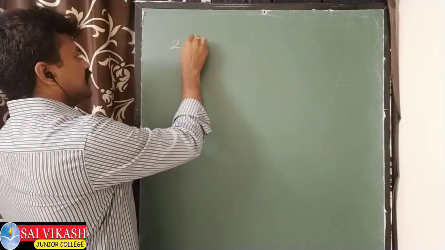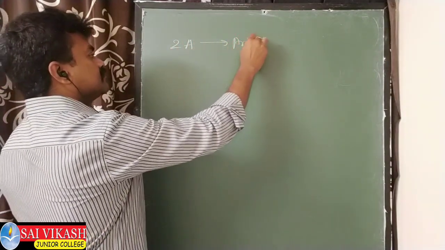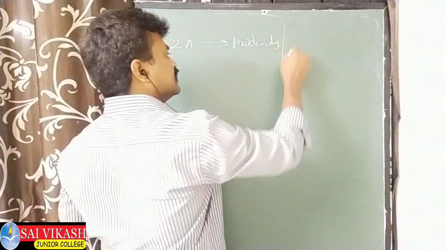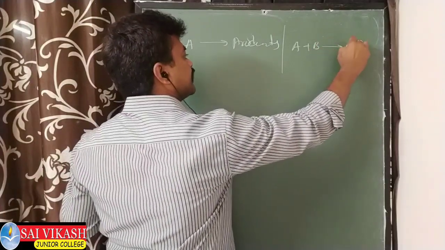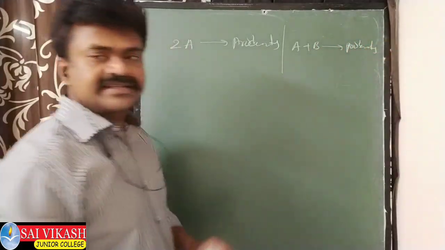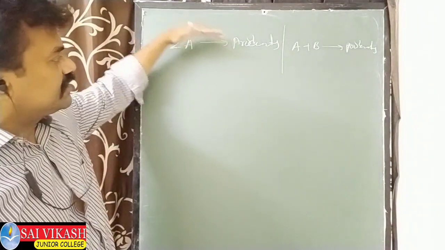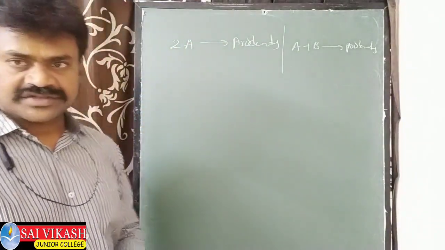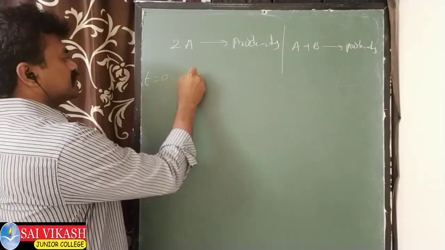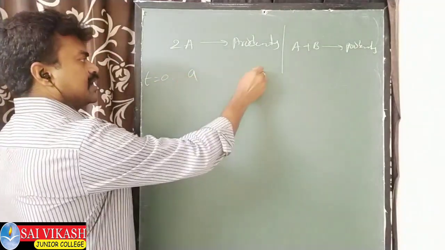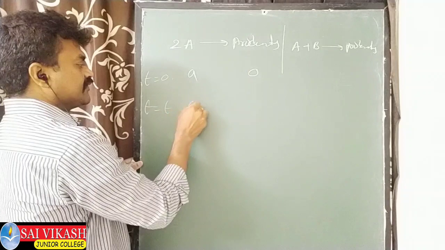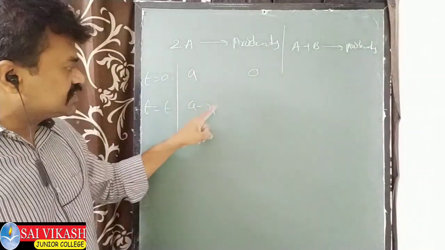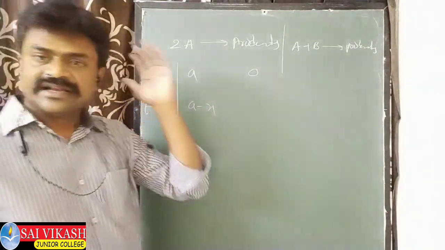Second order means either two reactants are same, or, the next case, two reactants are different. Both cases are there. First of all, I am taking the case where two reactants are same. What will be the second order integrated rate equation? So here also time equal to 0, initially I have taken A and this is 0. When time equal to t, from the A, x is lost. I am considering x is lost for 2 moles.